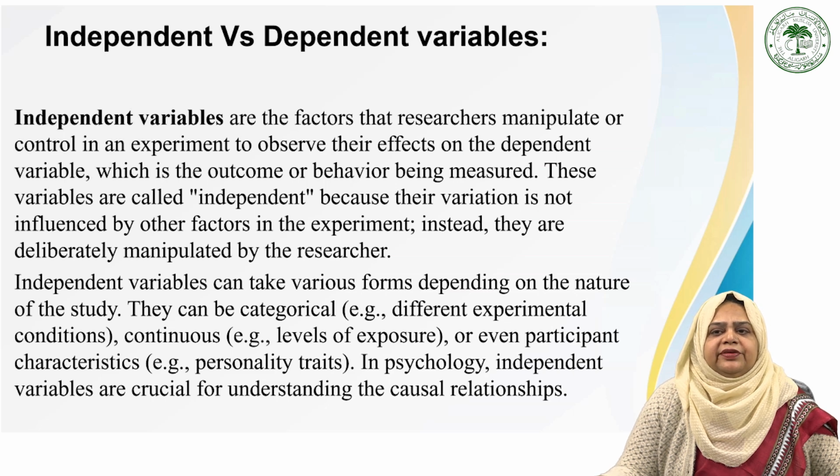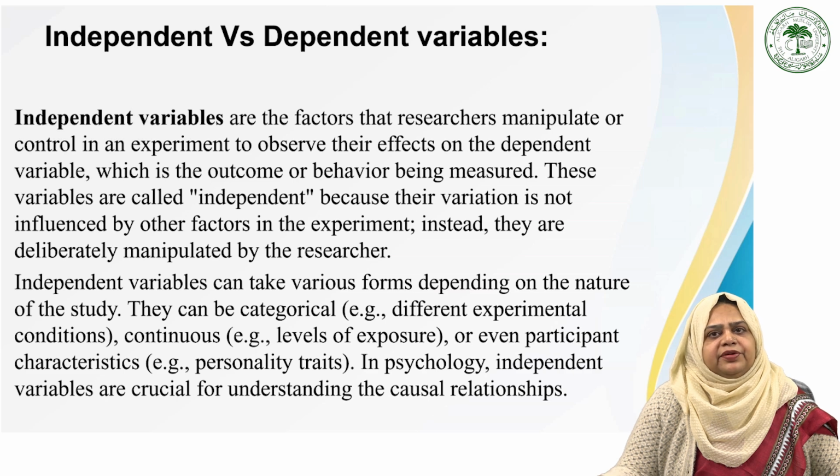In psychology, independent variables are really important for understanding how different factors cause certain behaviors. By manipulating the independent variables, researchers can observe the effects they have on the dependent one. This allows them to draw conclusions about cause and effect relationships. For example, if a psychologist wants to understand how different parenting styles might impact a child's behavior, they might manipulate the independent variable of parenting style and measure the dependent variable of the child's behavior.